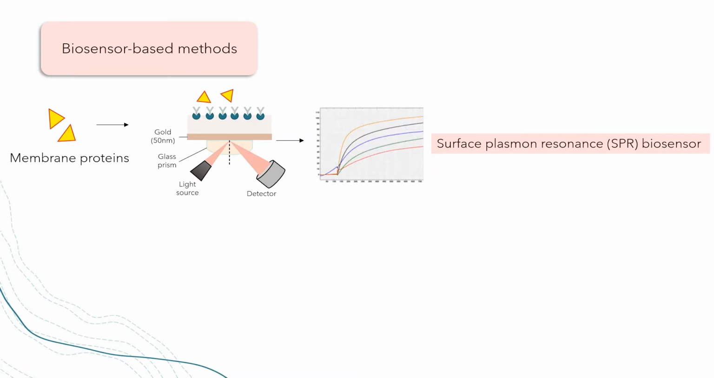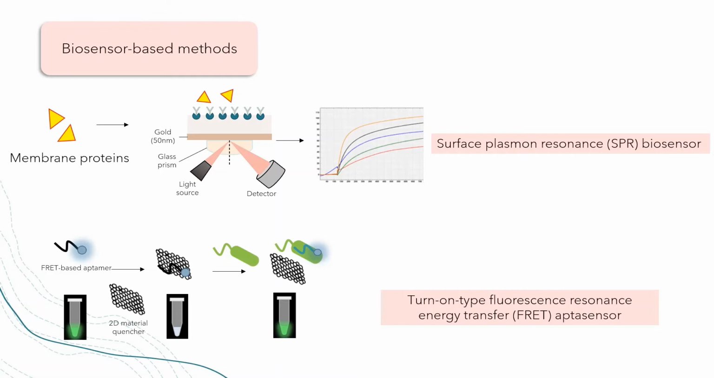Next, we have the turn-on type FRET aptasensor. FRET aptasensors use fluorescent substances as signal sources that exhibit high signal intensity that can easily label aptamers. Researchers developed this turn-on type FRET aptasensor by using an aptamer probe as the fluorescent source and another quench probe. The aptamer used has a high affinity towards the target Vibrios, where positive samples will emit fluorescence.